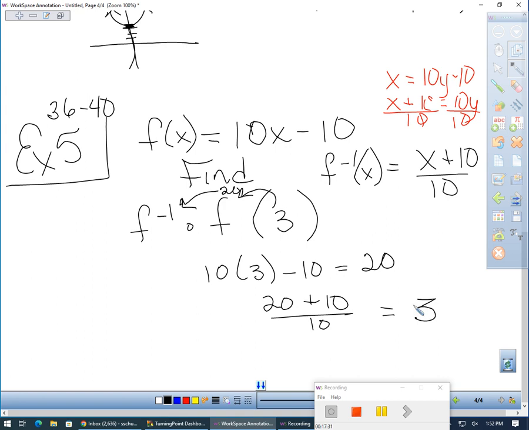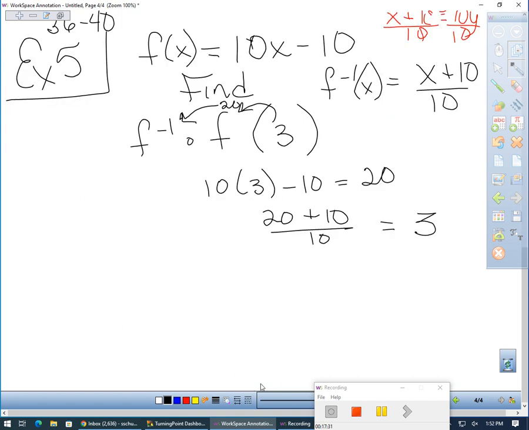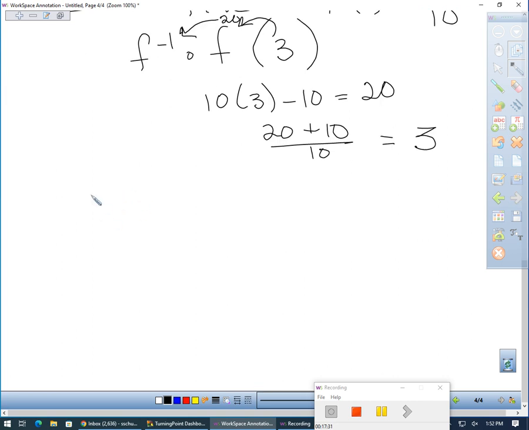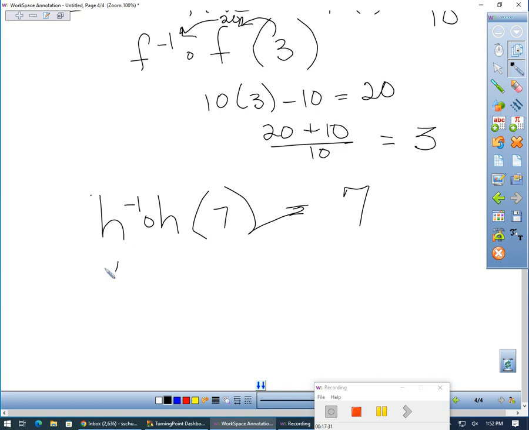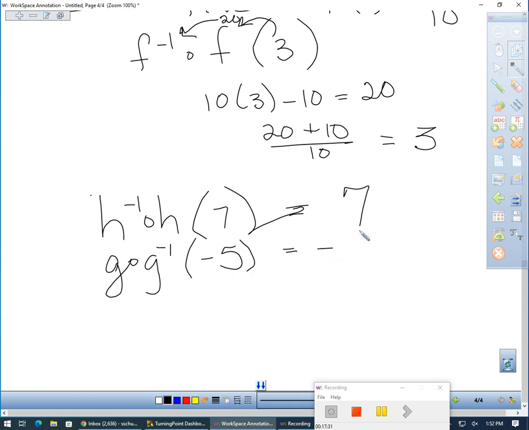Every time you cross an inverse with its function, whatever you start with, you end with. So do we have to do all that math? No. So how about this one? If we have h inverse of h of 7, what's my answer? 7. If I have g crossed with g inverse of negative 5, it'd be negative 5. Absolutely.